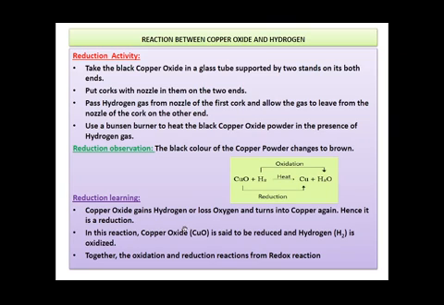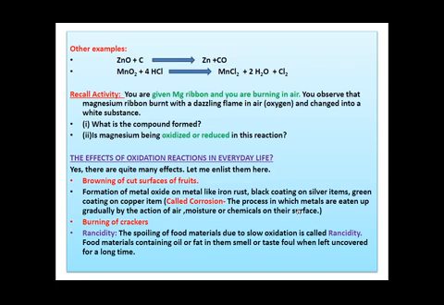So what is the learning outcome? Copper oxide loses oxygen and turns into copper. It is reduction. In this reaction, copper oxide is said to be reduced and hydrogen is said to be oxidized. Both oxidation and reduction are taking place together, so it is an example of redox reaction.